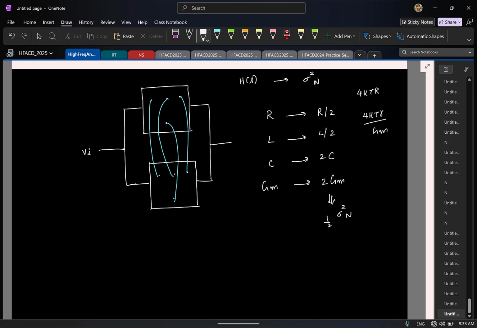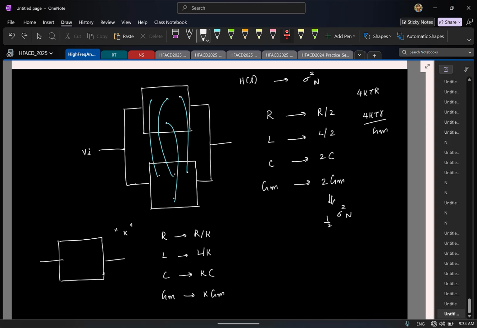So in general, let us say you have some circuit, and you want to reduce the noise in the circuit by a factor k. What this says is, all you need to do is the following: take all resistors in your circuit and make them R by k, scale all inductors by a factor of k, make all capacitors k times C, and all GMs k times G. If you do this, the transfer function will remain exactly the same, but the noise power will reduce by a factor of k.